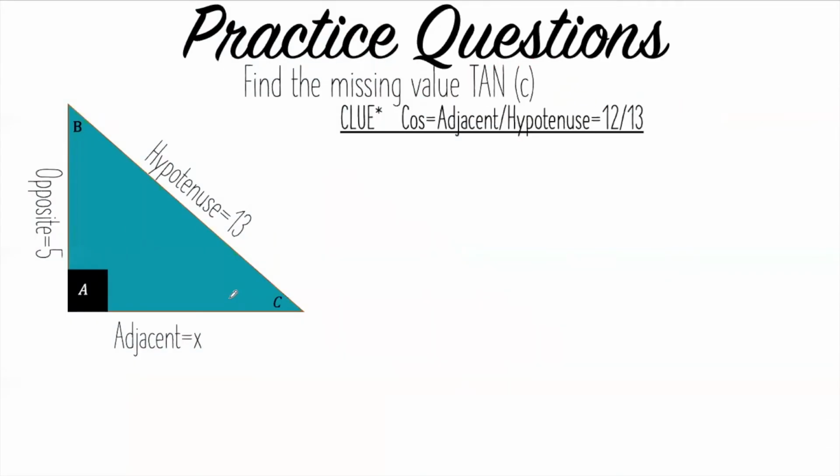So let's try a couple of practice questions now. Find the missing value of tan of C. Clue, cos is equal to adjacent over hypotenuse. Well, to find tan, our formula is going to be opposite O by adjacent A. But we need the adjacent, but here they don't say anything about the adjacent. But they do give us a clue saying that adjacent by hypotenuse is equal to 12 over 13. So A by H is equal to 12 over 13.